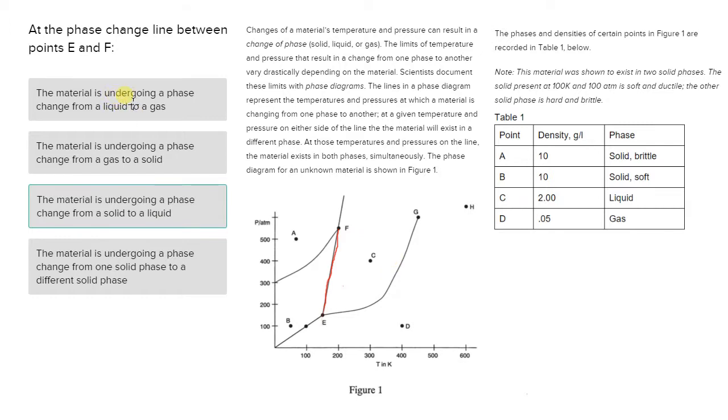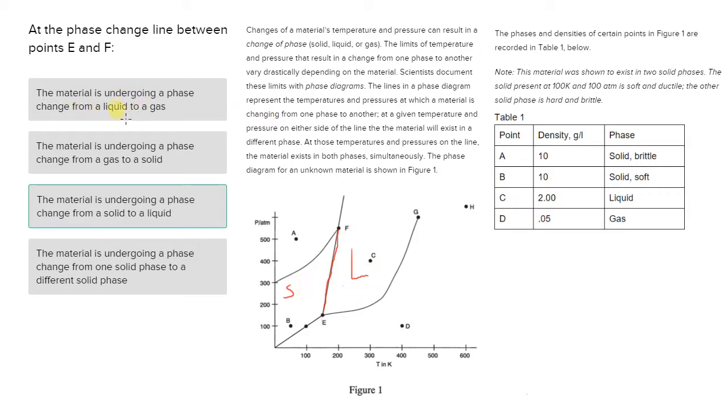Let us look at the answer choices to see what options they give us. Option A is the material is undergoing a phase change from a liquid to a gas. To understand what change is occurring, the only information they give us is here in table 1. We can see that at point B, we have a solid. So let's go ahead and label this as solid, and everything in here is solid. And then everything at point C is a liquid. So this is going to be a liquid. So we're going from a solid to a liquid.